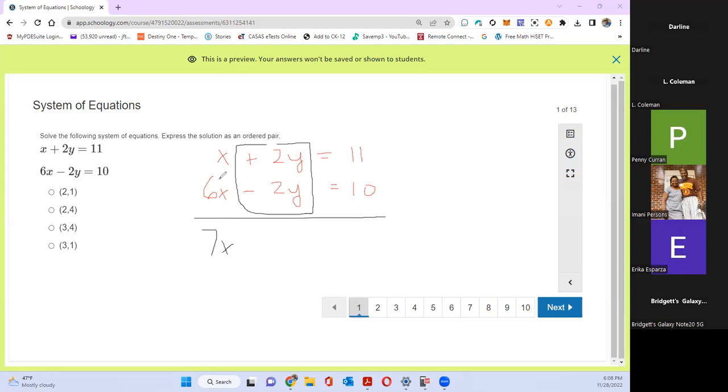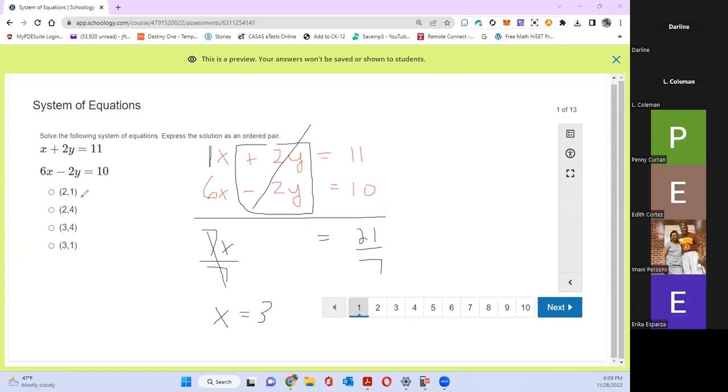7x. Because if you don't realize, what number is in front of that x? A 1. So 1x plus 6x is 7x. The 2y's cancel out. And what's 11 plus 10? 21. How can I get x by itself? What do I need to do? Divide by 7. The 7's cancel. We get x equals 21 divided by 7.